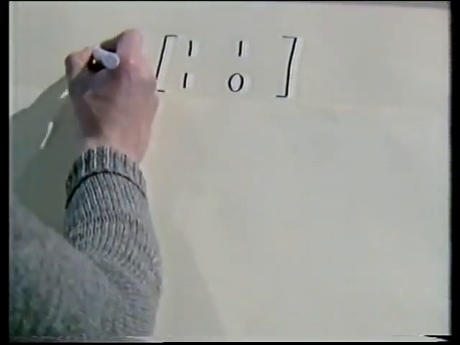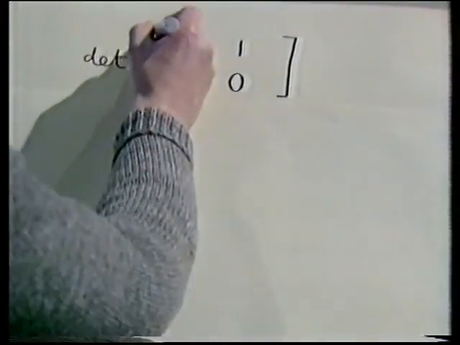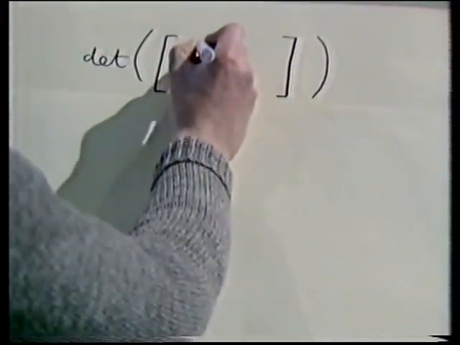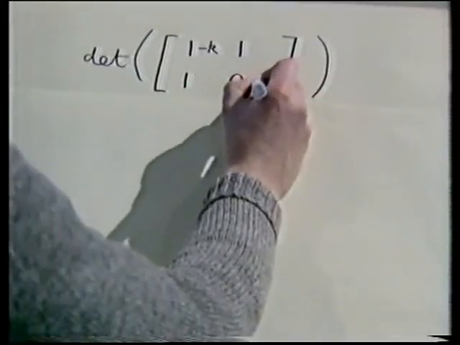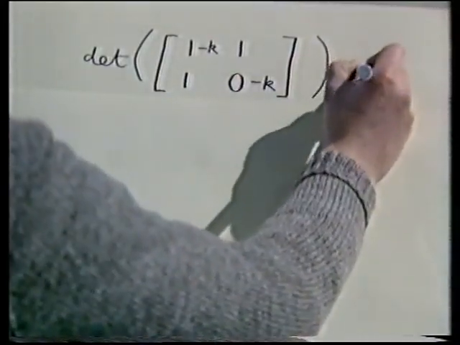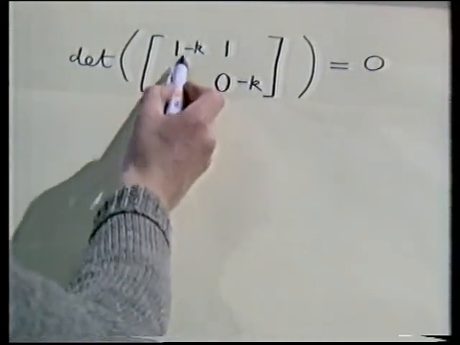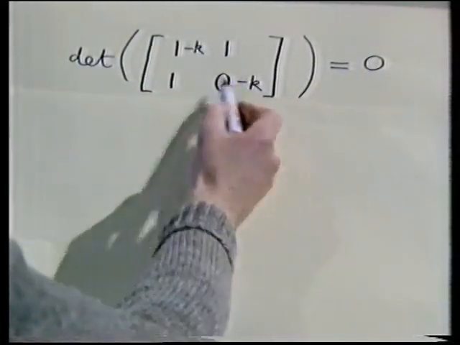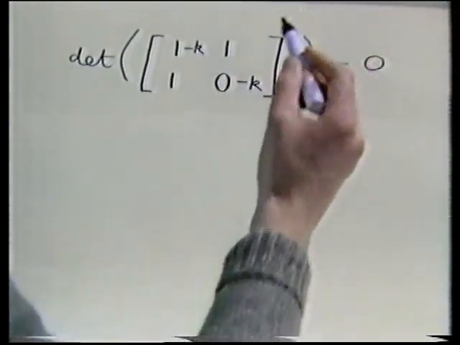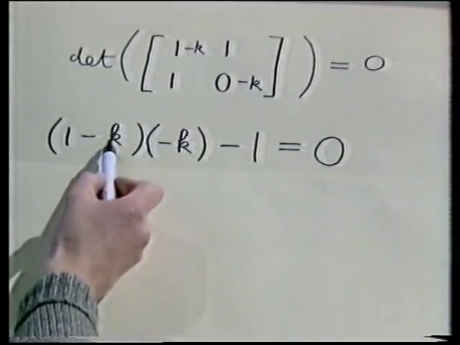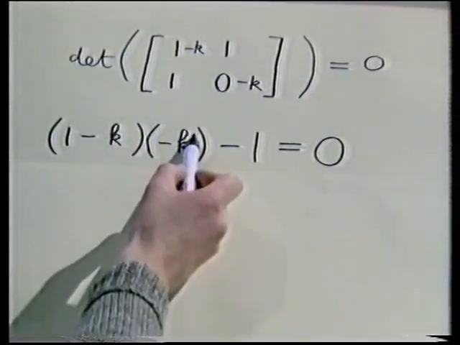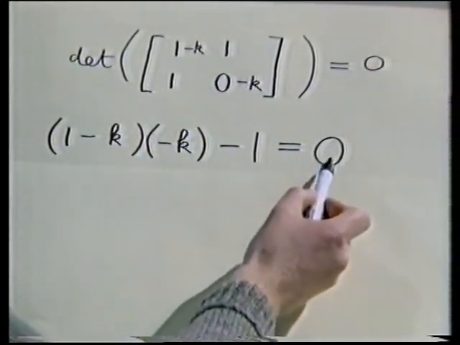That is, the determinant of this matrix with minus k's down the diagonal is equal to 0. Now, the determinant is (1 minus k) times (minus k) minus 1 equals 0. So we have this equation. Now, that gives me k squared minus k minus 1 is equal to 0.